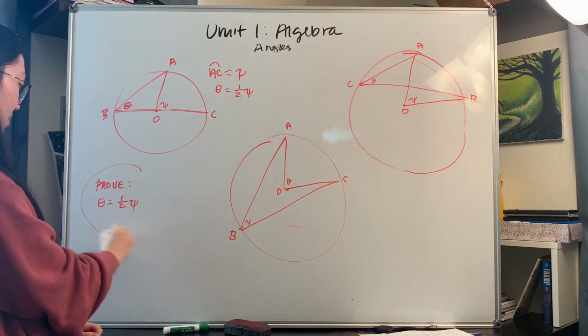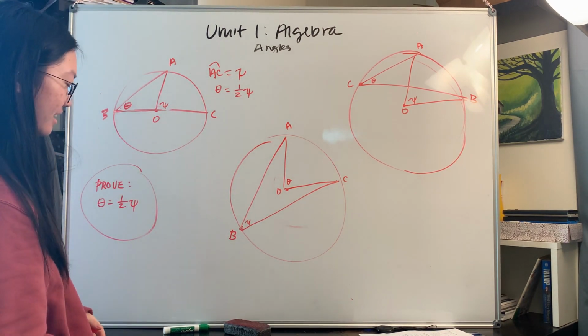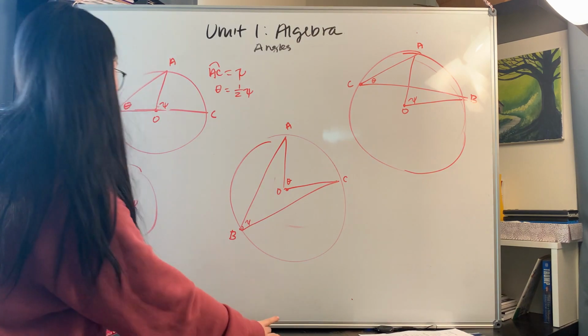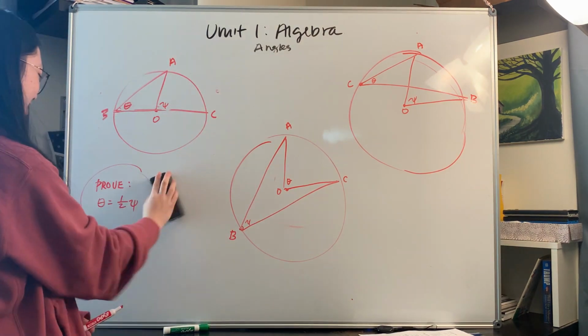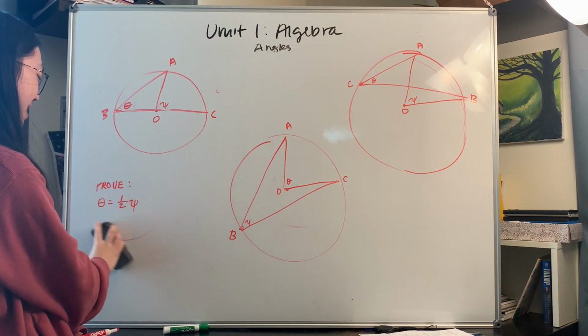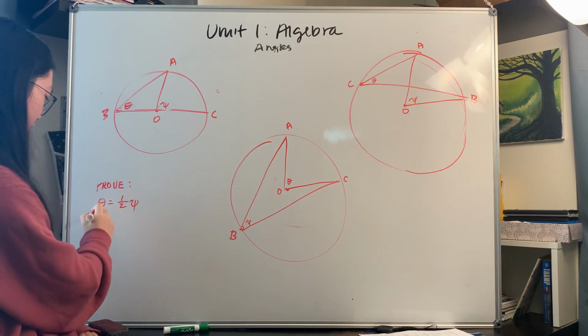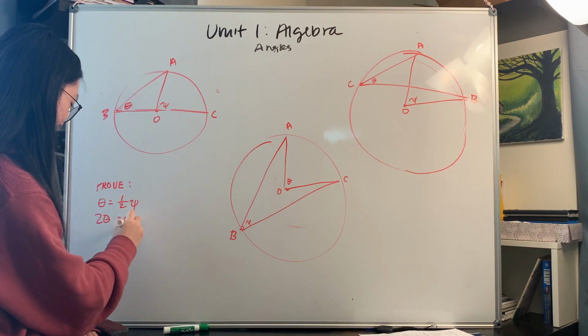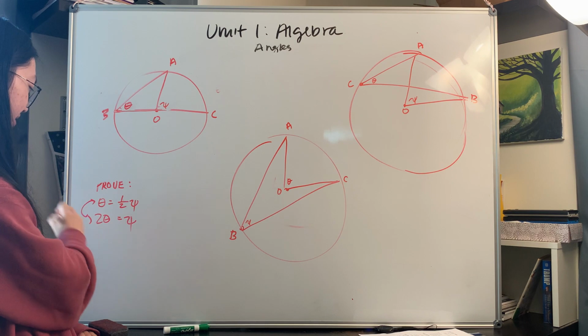And so this is what we want to prove down here. Except I'm going to be kind of rewriting it because it's easier to prove this way. I mean, it's just an extra step, but 2 theta is equal to psi. I mean, these two statements are equivalent, right?